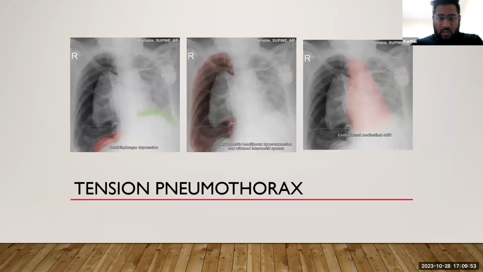Okay. So tension pneumothorax, these are the main signs I want you to look out for. Hemidiaphragm depression, as you can see here. And here you see what we're discussing in the other image: asymmetric hemithorax with hyperexpansion and widened intercostal spaces. And here, this is the mediastinal shift that we were talking about. So, contralateral mediastinal shift.